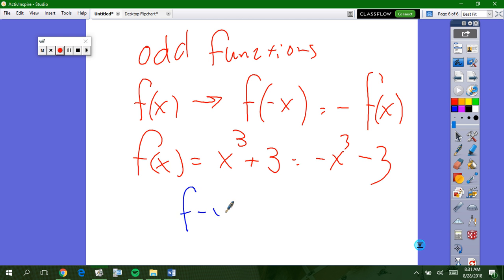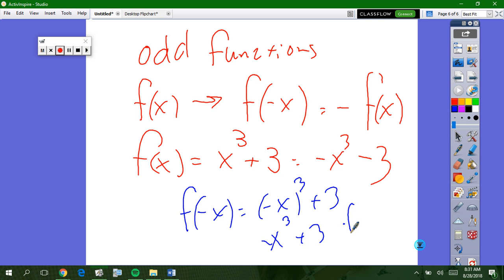Let's try. F of negative x is negative x cubed plus 3. Okay? Negative x cubed comes out to be what? Negative x cubed, doesn't it? Just without the parentheses. I know it looks awesome. Plus 3. Notice this term switched, but did this guy? So therefore, is this an odd function? No.